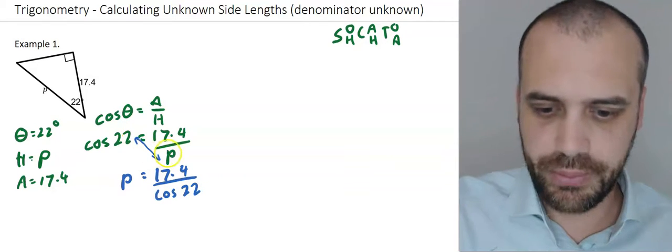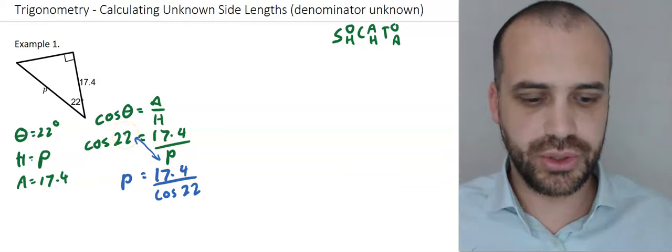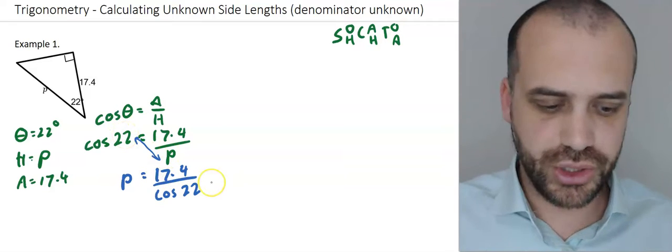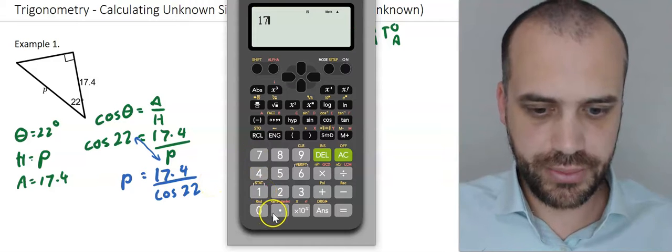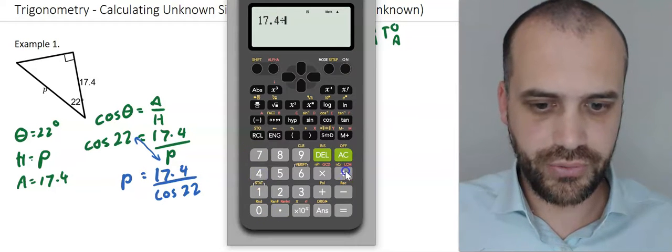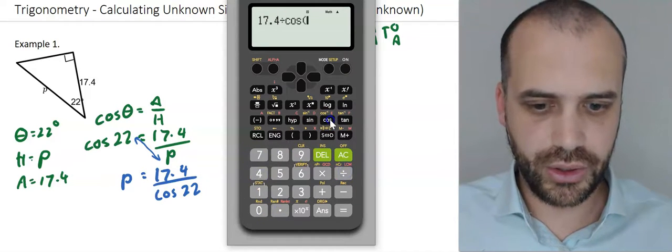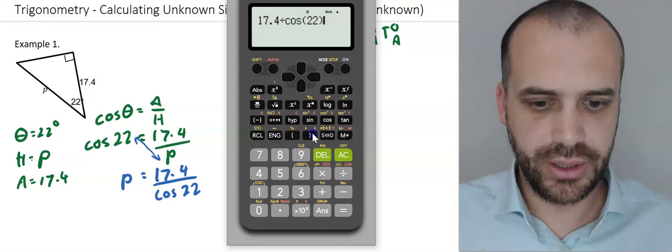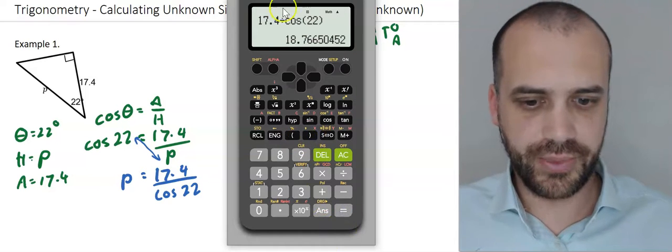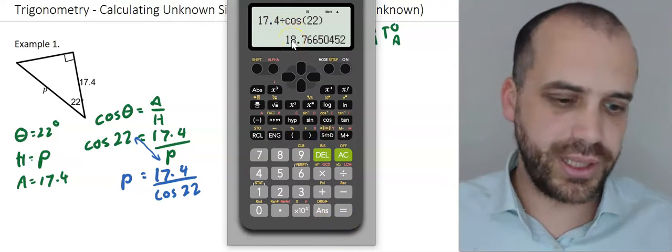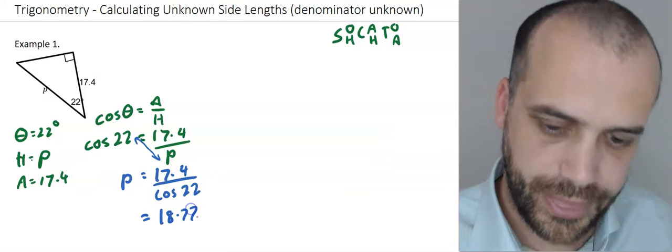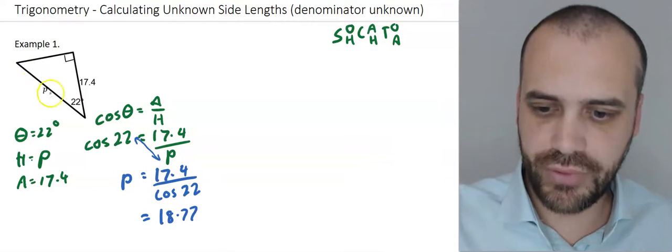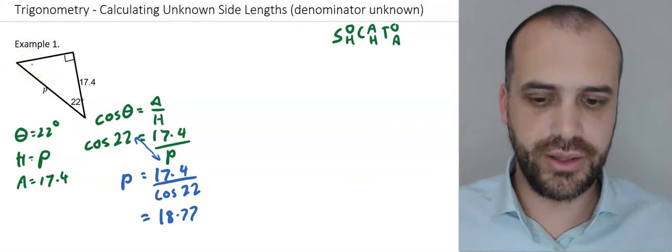We get a bit of a swap between the denominator and that cos 22. And now you can just type that into your calculator. 17.4 divided by cos 22 equals. And we get an answer of 18.77. And that is the length of our hypotenuse right there.